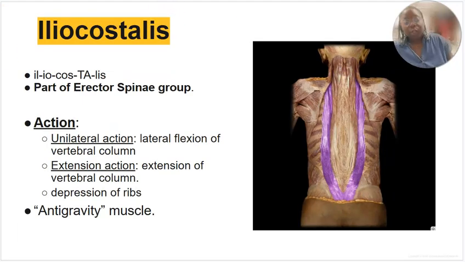Really cool stuff. The first one we're going to cover is the iliocostalis muscle. This one is the most lateral of that erector spinae set. The unilateral action, remember unilateral means that only one side is going to be contracting at a time, is going to help with lateral flexion, right? So just like pulling your trunk, kind of decreasing that angle at the trunk. And the extension action for that unilateral contraction is going to be extension of the vertebral column, so kind of coming into basic anatomical position. It also helps in depression of the ribs.